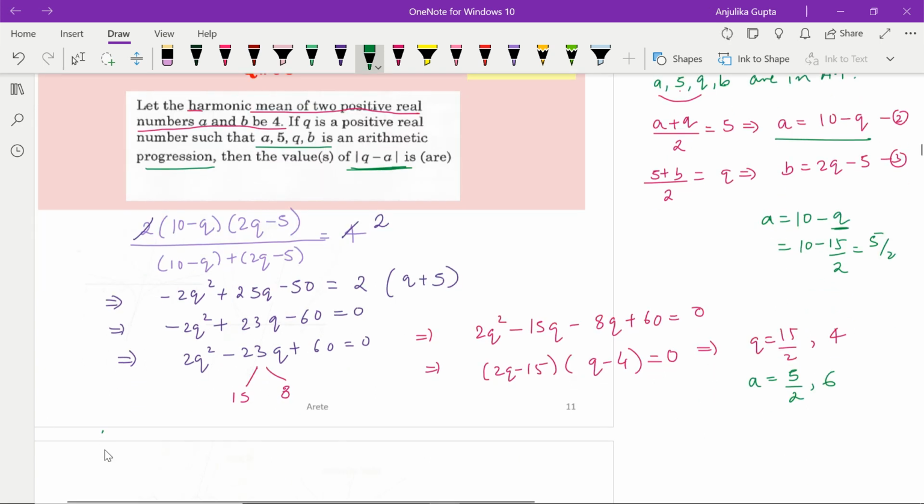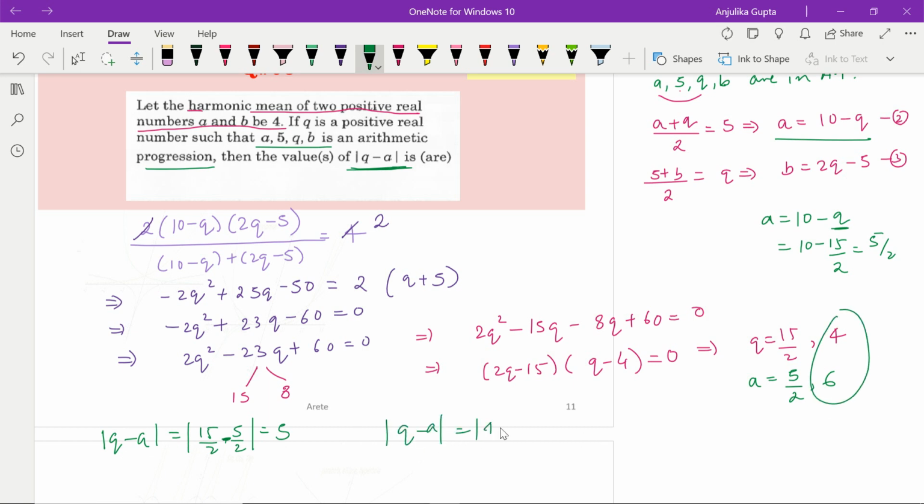So what's my |q minus a| value? When your q is 15 by 2 and your a is 5 by 2, that's 5. And what's |q minus a| when q is 4 and a is 6? That's 2. So you got two values, that is 2 and 5.